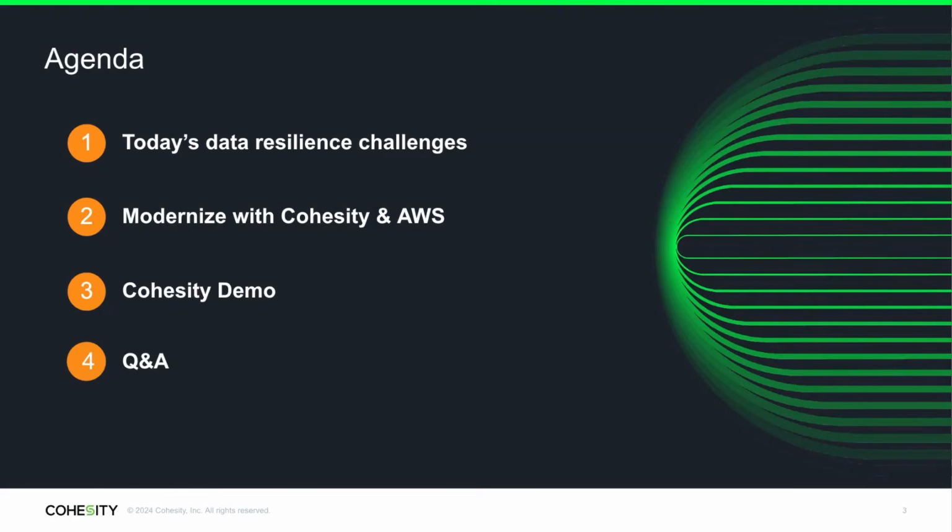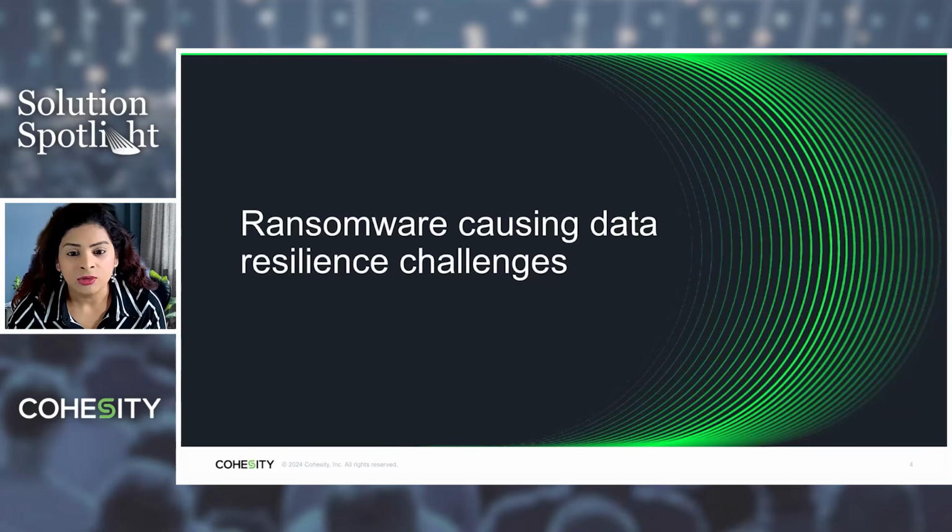But we'll first set the stage for some of the challenges in today's data landscape, as well as the threat of ransomware, and how you can combat that with Cohesity and AWS, which is a perfect blend of two partners coming together to ensure best of both worlds for our joint customers. And in the end, we'll go through Q&A. Now, let's get right into it.